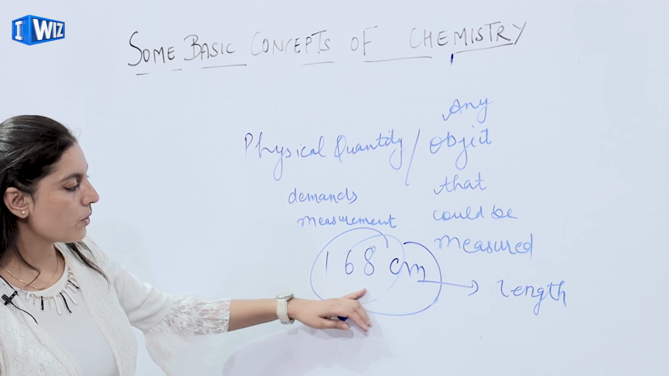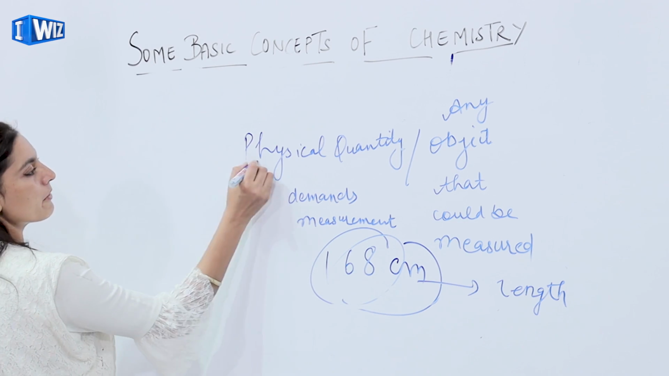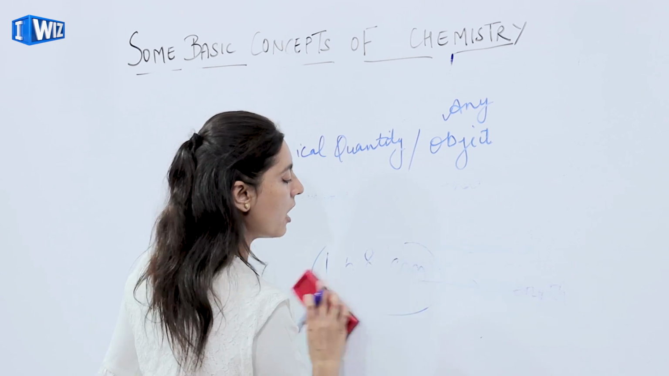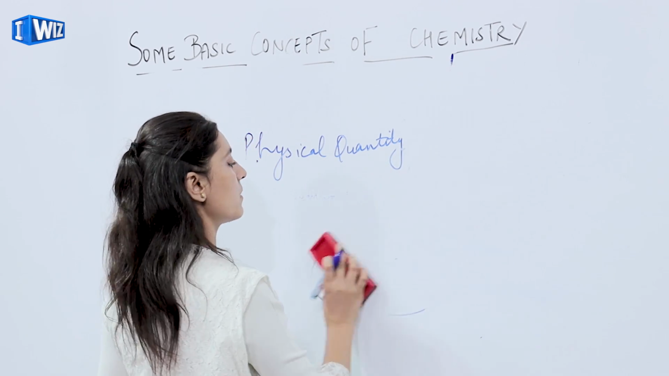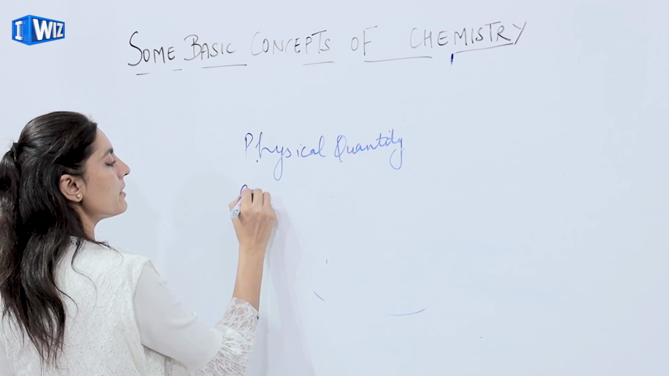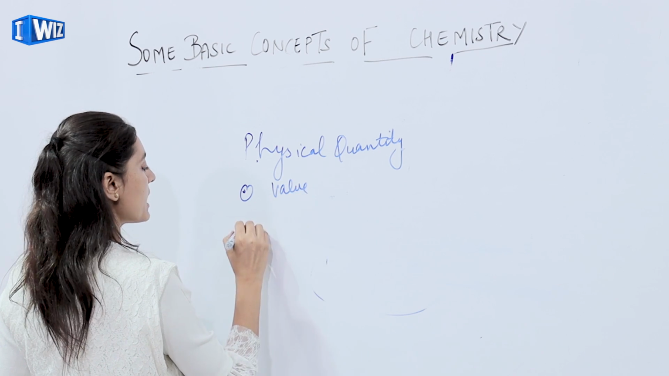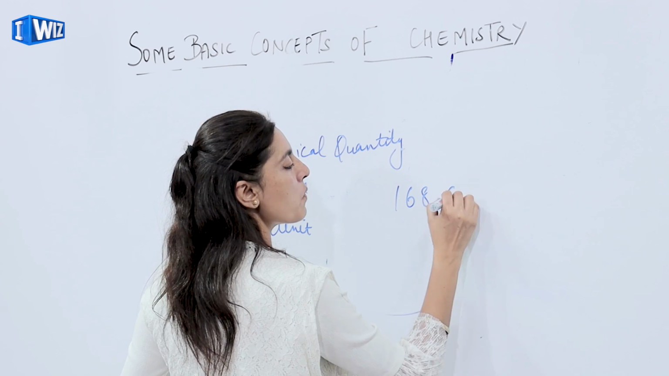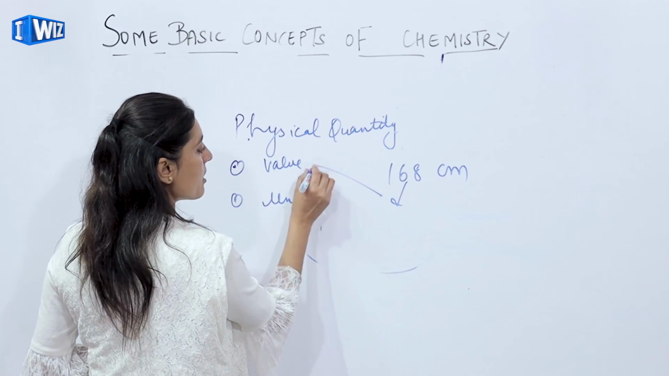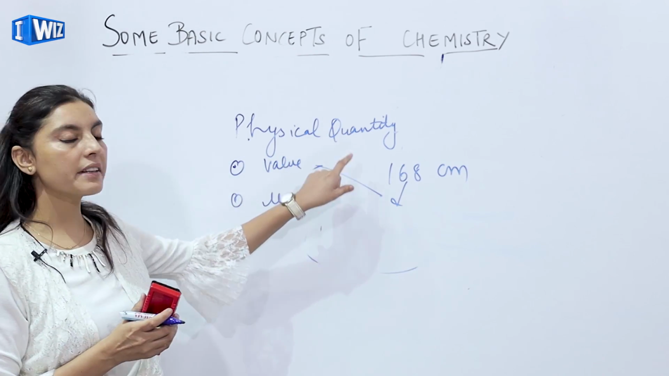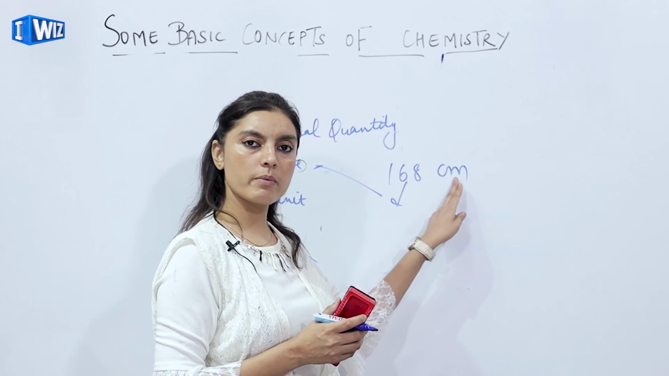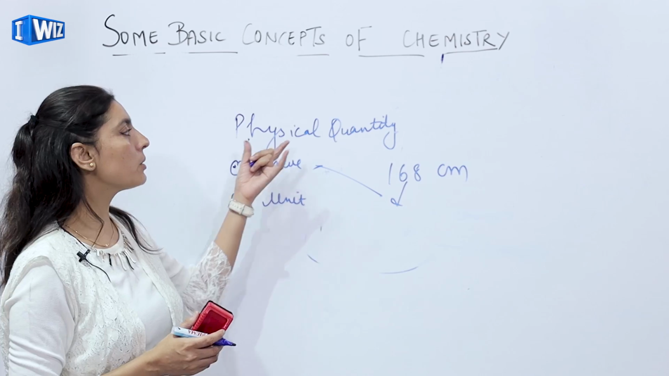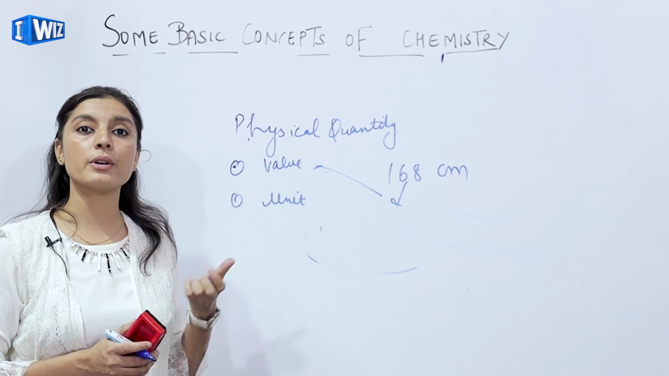So from this, I could say that every physical quantity carries a value, and every physical quantity has some unit associated with it. For example, I gave you the example of 168 centimeter: a numerical value is something that a physical quantity must possess, and centimeters is the unit that a particular physical quantity must carry.